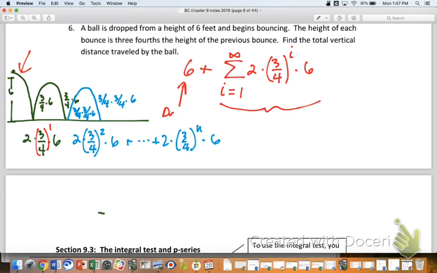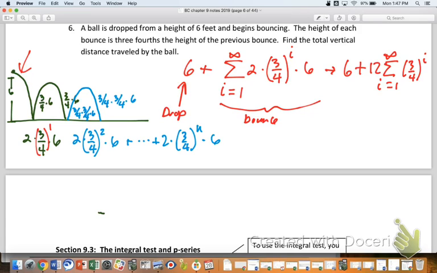So it dropped 6, and then from there on out, it's going to bounce 3/4 of the previous one each time. So how do I finish this up? I'm going to say 6 plus 12 sigma from I equals 1 to infinity, that's supposed to be an infinity, of 3/4 to the I.